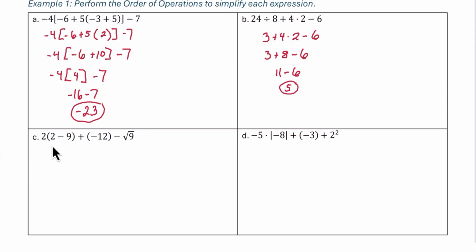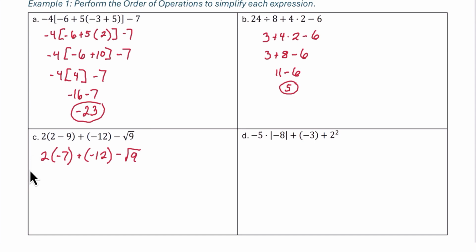In example C, we have parentheses. We can simplify inside here, 2 minus 9. 2 minus 9 is -7. And then we'll bring down the rest. Notice the -12 is inside parentheses, but there's nothing to simplify inside of that.